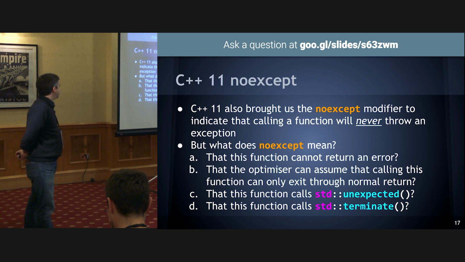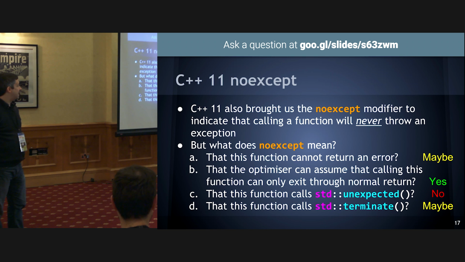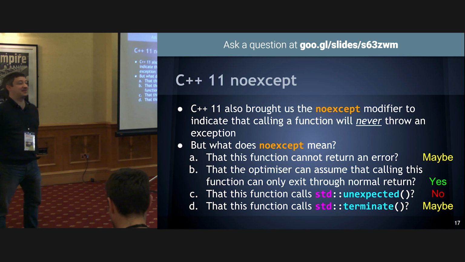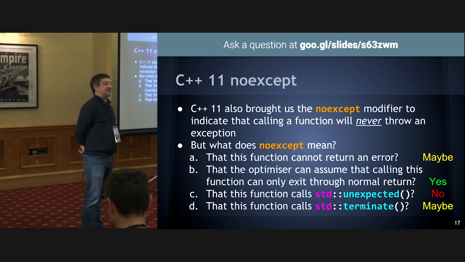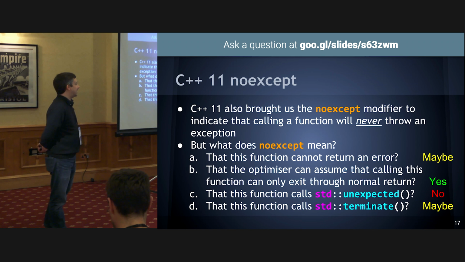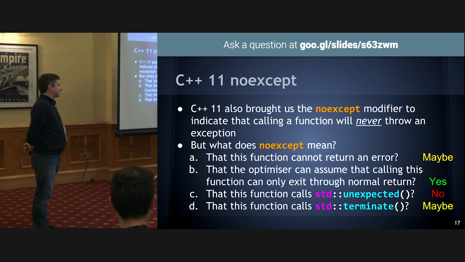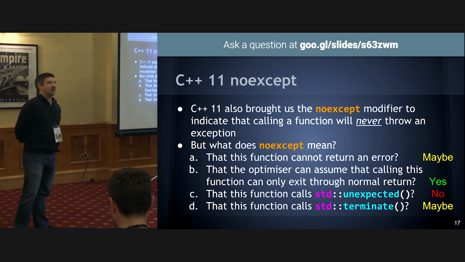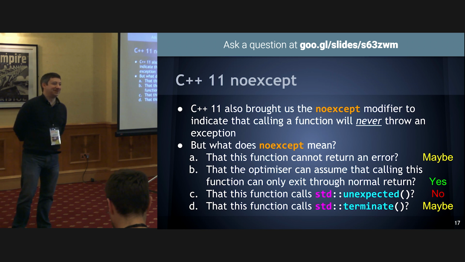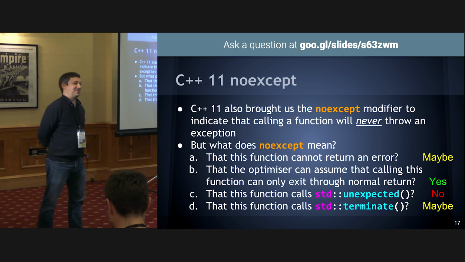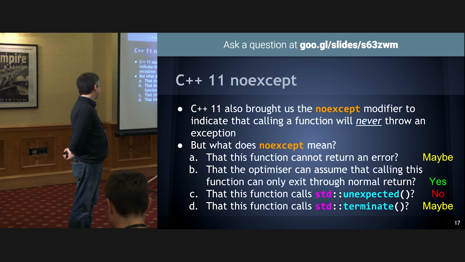Okay, so here's the answers. Maybe, yes, no. It will never, ever call std::unexpected. You're guaranteed it never will. And maybe. It's really interesting that it never calls std::unexpected. It's actually there, and why it's there, I don't know. But if you throw an unexpected exception within anything that in the call chain has a noexcept modifier, it calls std::terminate. It will never call std::unexpected, which I think is a surprise to a lot of people. That's not what you think is actually going to happen.